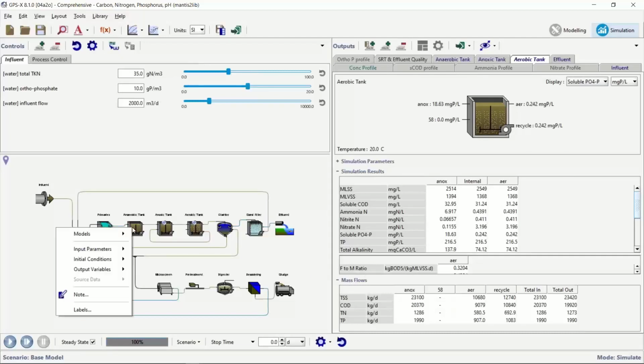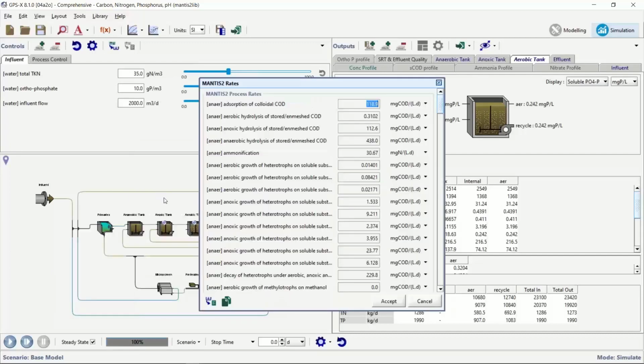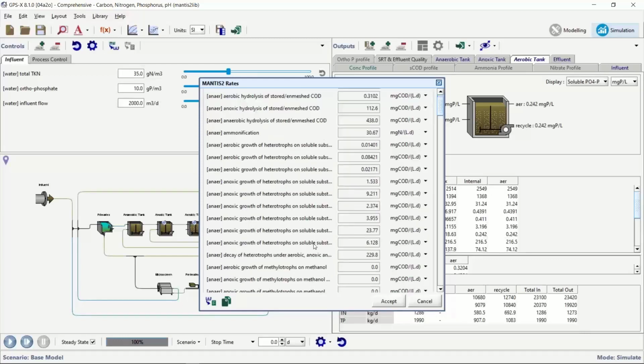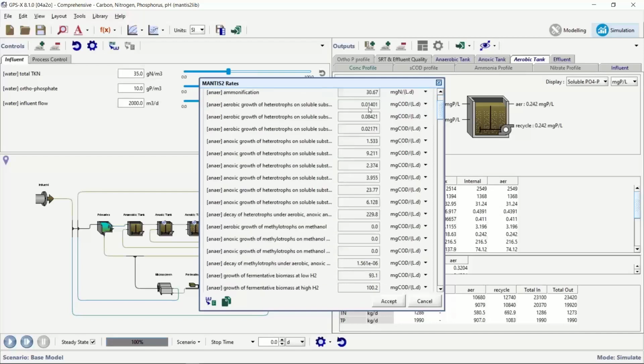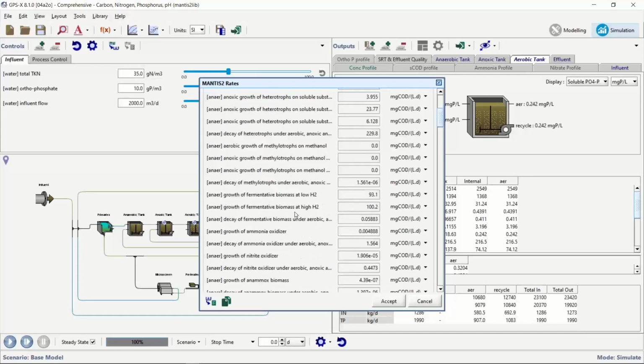And as I mentioned before, you can actually just right-click here, go to this Mantis 2 rates, and in the top of this menu, as I was saying, you can see all of the different steps in the activated sludge process. From just doing all of the regular activated sludge steps, so hydrolysis and growth and death and so on. They're all here, and these numbers are really useful to sort of compare relative to each other what are the most significant things going on in this anaerobic zone here. So we can see there's lots of decay of heterotrophs going on because there's no air, for example.